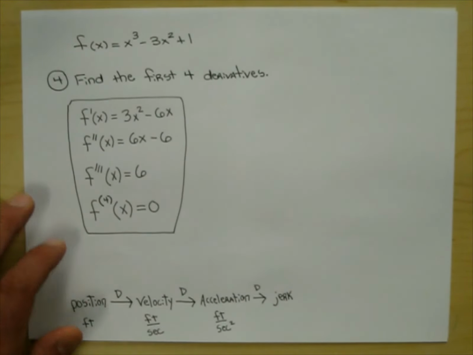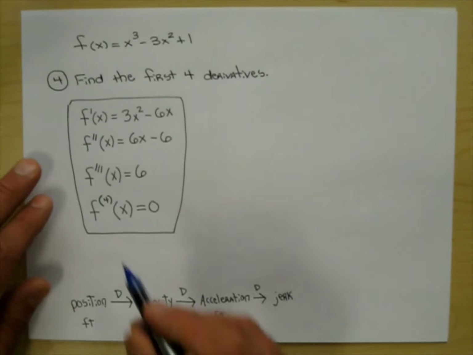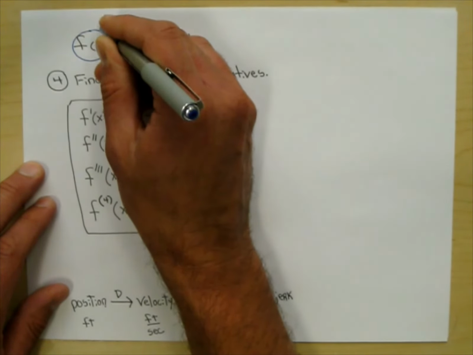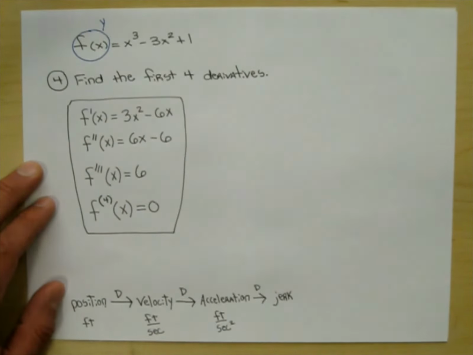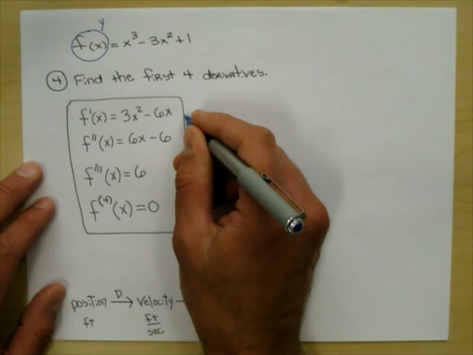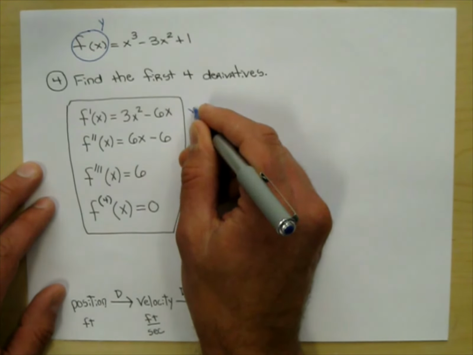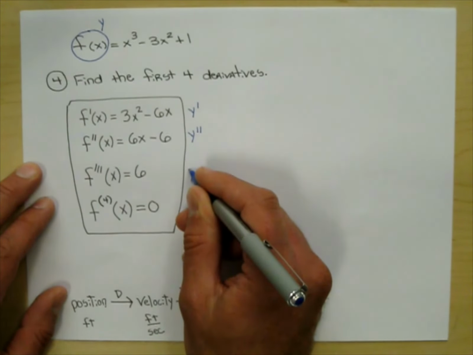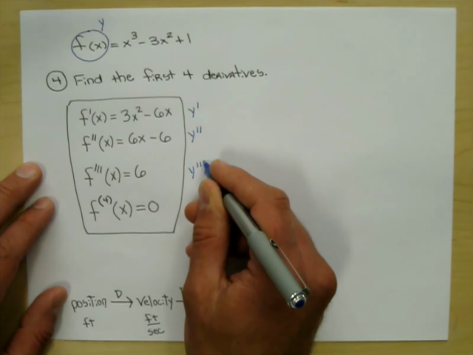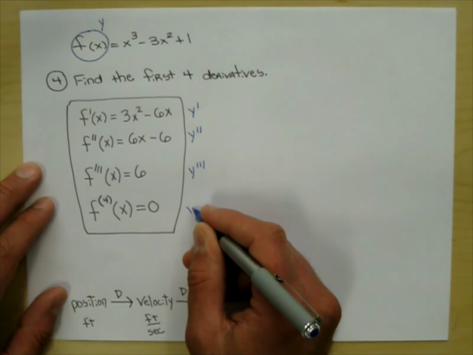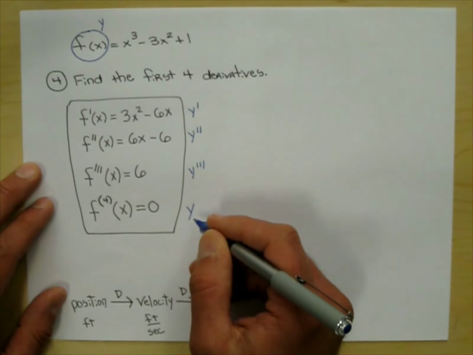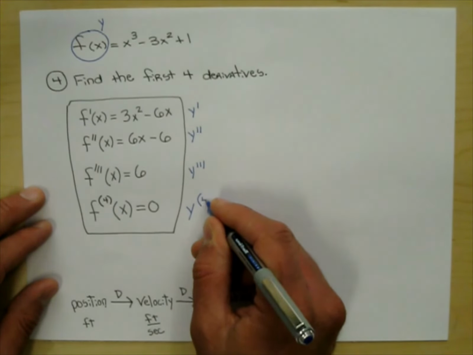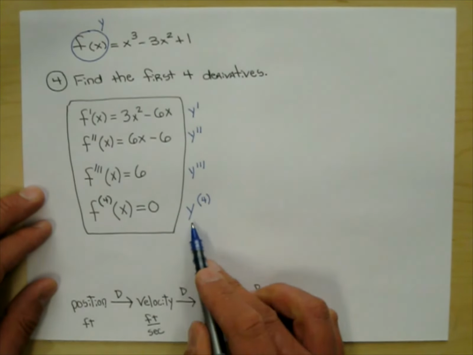The next thing I want to talk about is notation. This guy right here could have been a y instead of an f of x. If it was, you would say this is y prime, y double prime, y triple prime, and don't say y quadruple prime or I'm going to slap you. It's going to be this one right here. We don't say quadruple prime, we just say the fourth derivative.